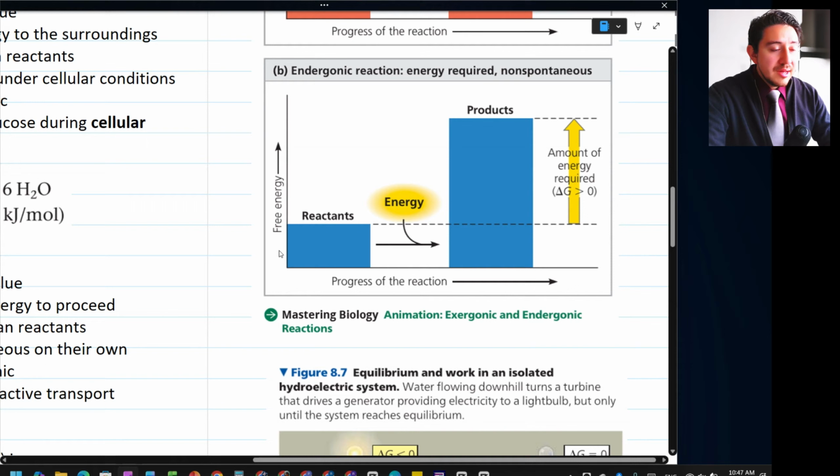So if you take a look, very low energy reactants like water and carbon dioxide, if you input light energy, okay, photosynthesis, that light energy will enable these chemical reactions to progress, and ultimately the products will have a lot of free energy within their chemical bonds, as in the case of sugar, of glucose.